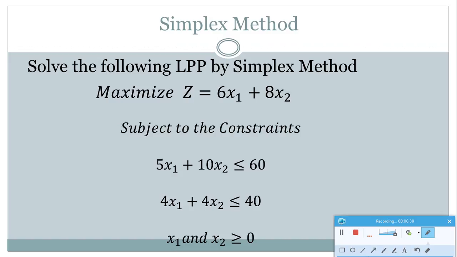Maximize z equal to 6x1 plus 8x2 subject to the constraints 5x1 plus 10x2 is less than or equal to 60, 4x1 plus 4x2 is less than or equal to 40, x1 and x2 is greater than or equal to 0.